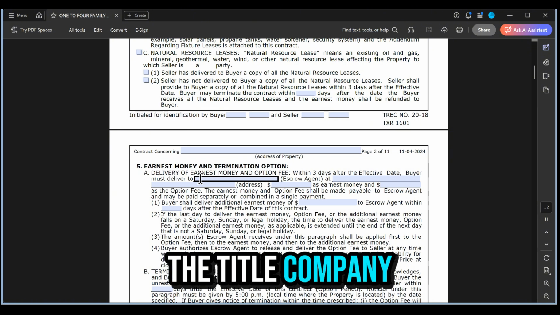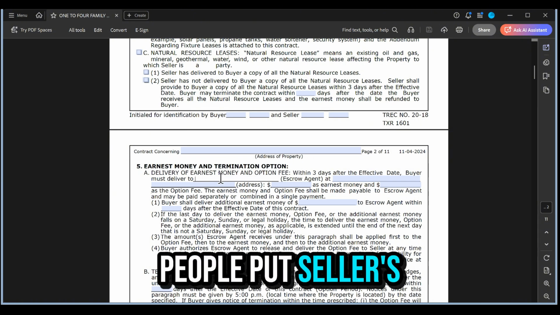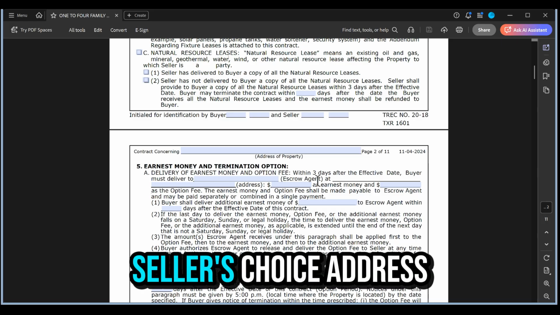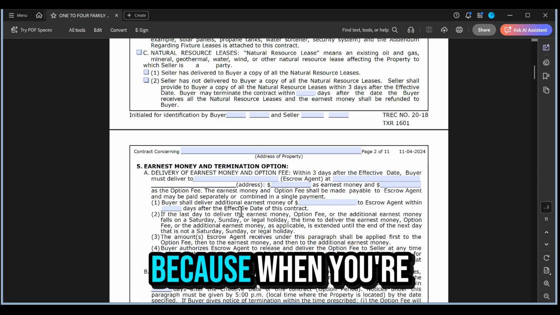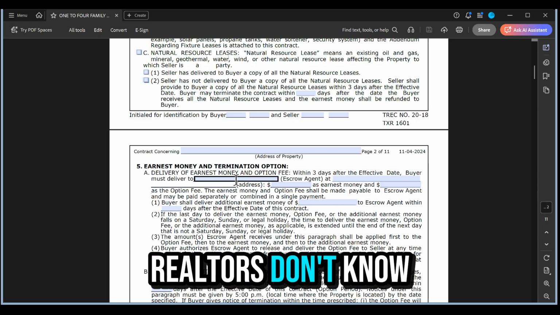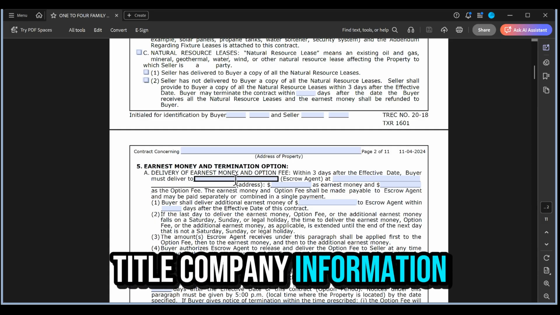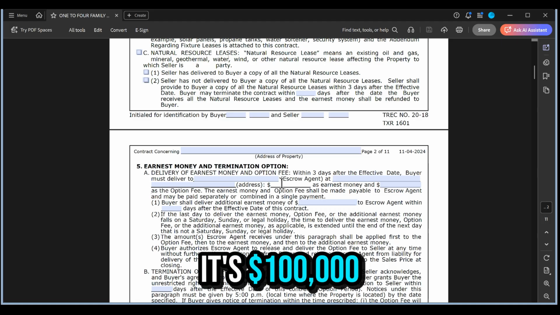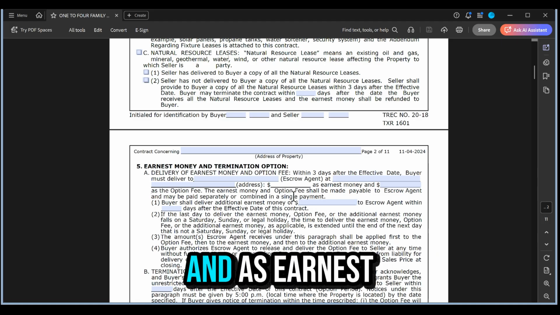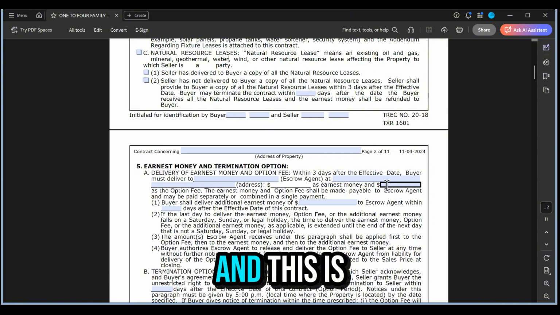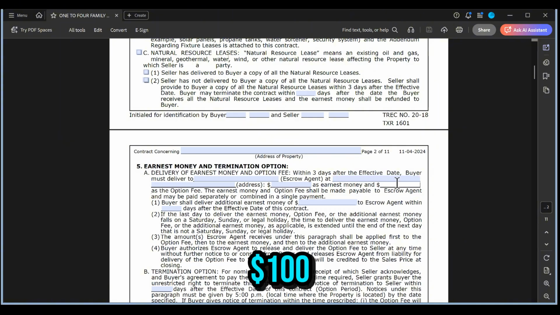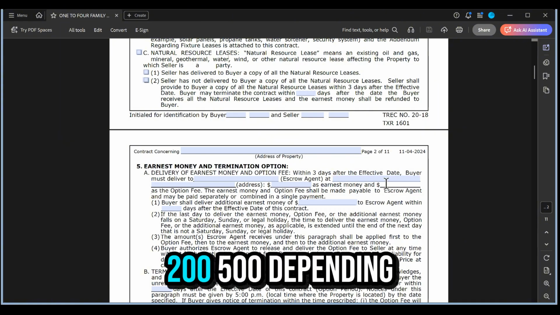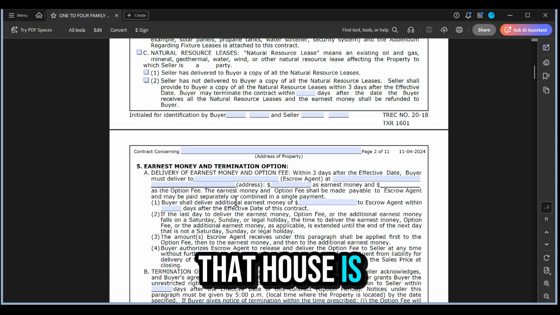This goes to the title company. You may see right here people put seller's choice for escrow agent and address, because when you're putting an offer out there, realtors don't know what the title company information will be unless it's in agent remarks. Usually it's 1%. So if it's $100,000, expect about $1,000 as earnest money, and this is going to be your option fee. Usually it's $100, but it can be more. It can be 100, 200, 500, depending on how expensive the house is.